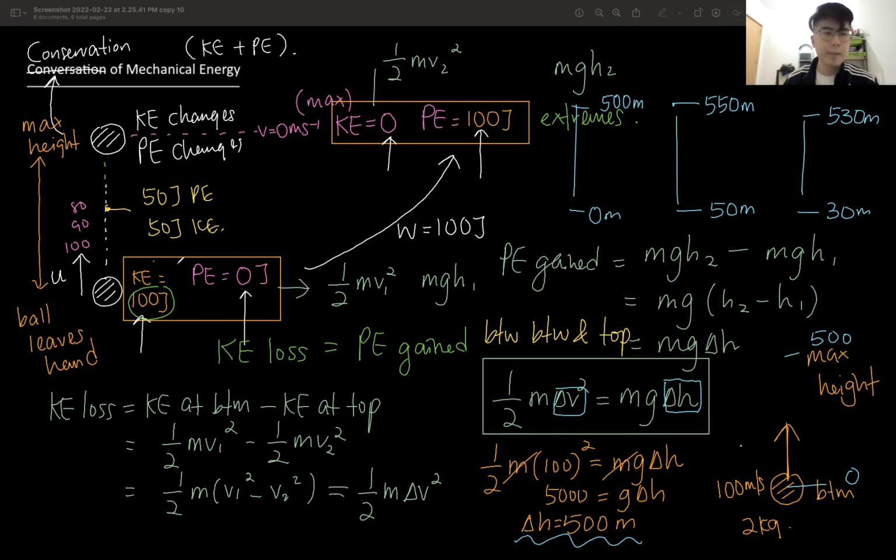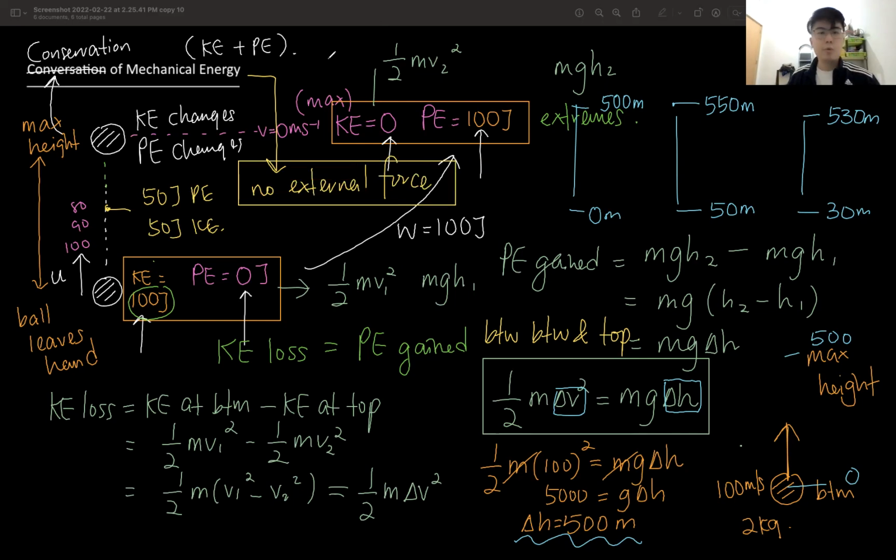Now, again, one more thing. The conservation of mechanical energy, same as other conservation. What is the criteria? The criteria is no external force. External force, a lot of people confuse. Sometimes we are not sure which one is external. Is gravity an external? Okay, all that. External force is something coming from outside the system.